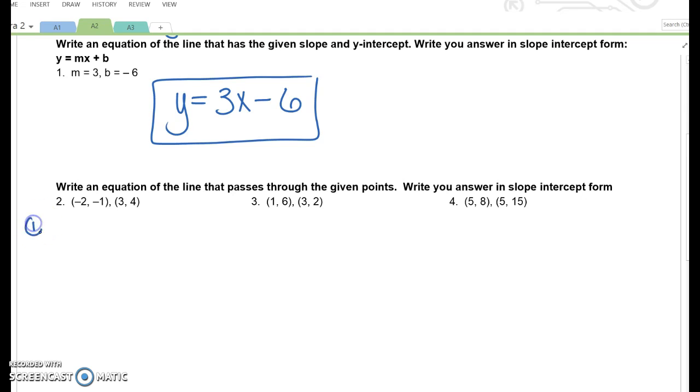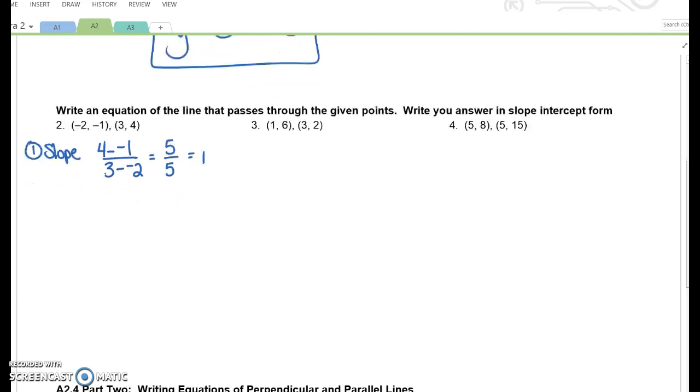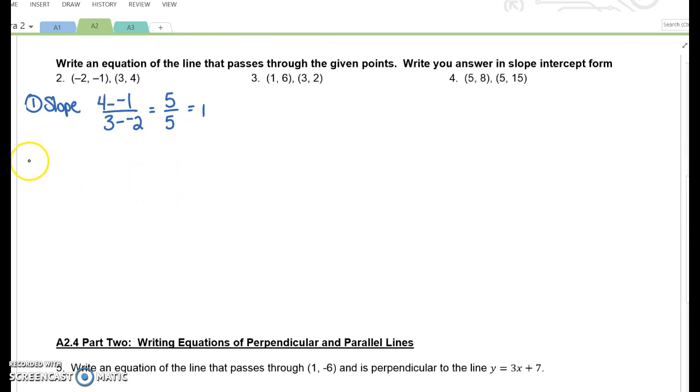So step 1, we can't do anything unless we have our slope. So our first step is going to be find your slope. Do you remember how to find slope? So 4 minus -1 over 3 minus -2. That would be 5 over 5, which is 1. Okay, step 2.